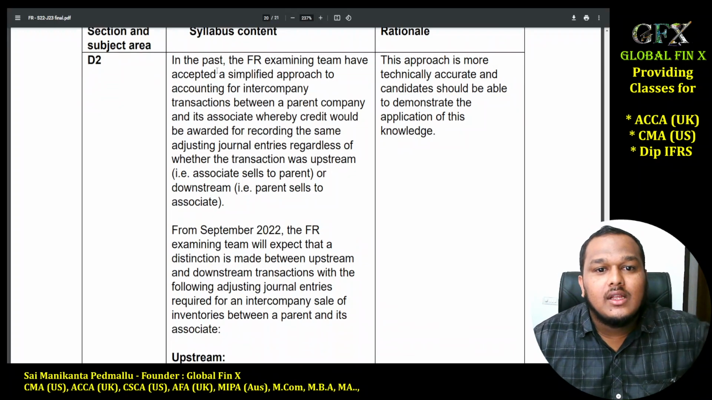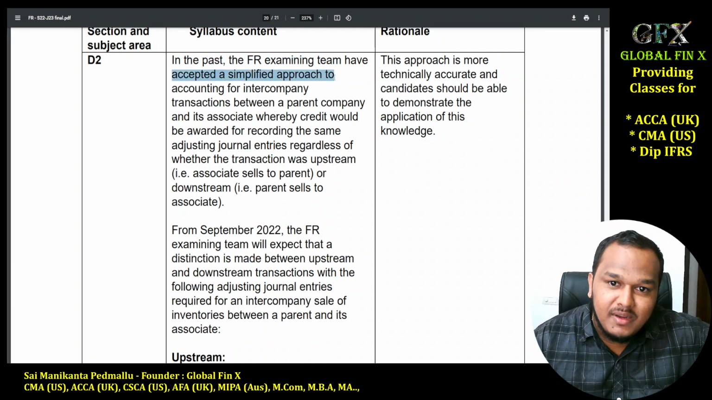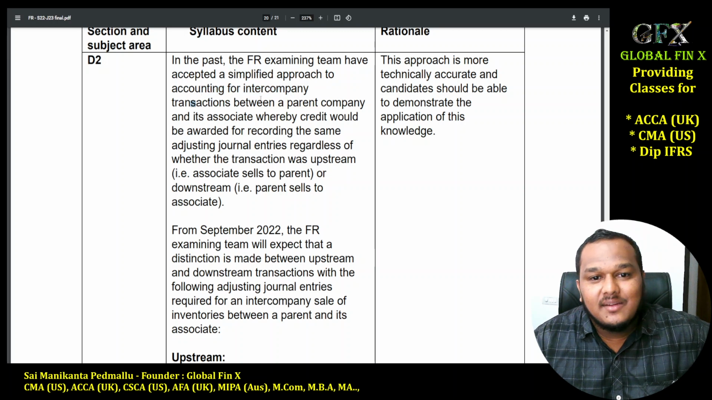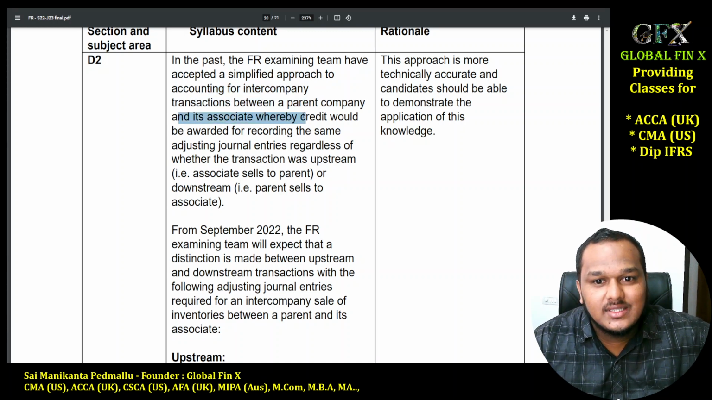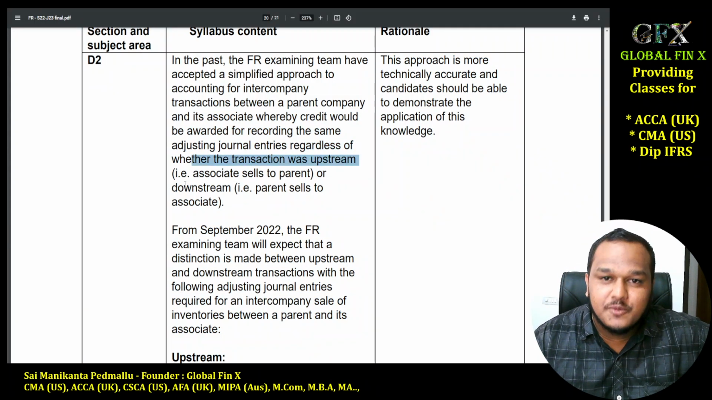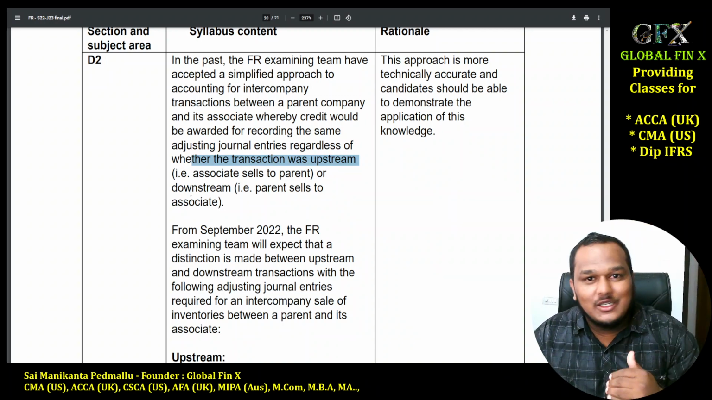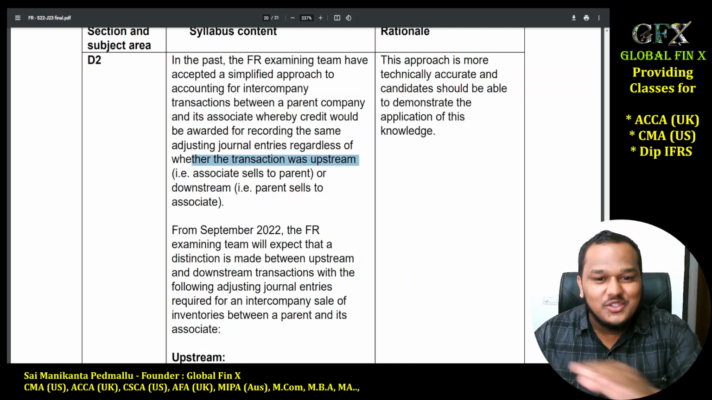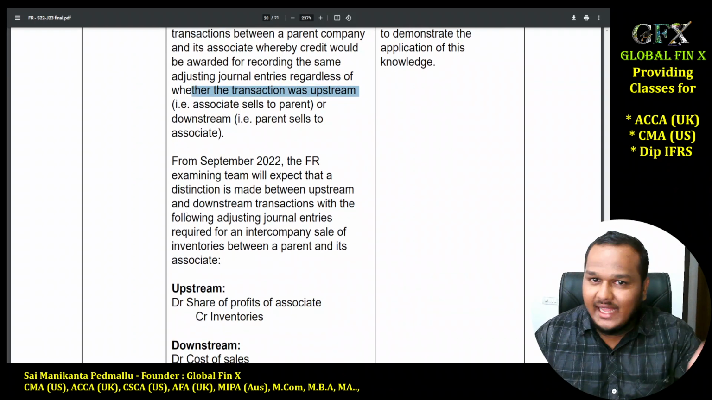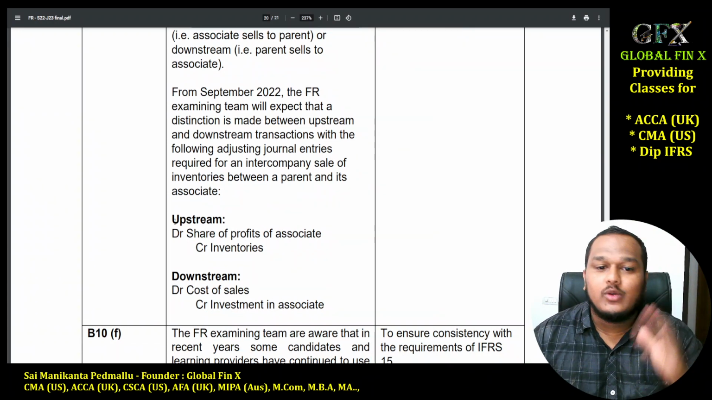So please look at this. Earlier, you can clearly see here, in the past, the FR examining team accepted a simplified approach to accounting for intercompany transactions between parent and its associate, where credit would be awarded for recording the same adjusting journal entry regardless of whether the transaction was upstream, meaning associate is selling to parent, or downstream, parent is selling to associate. In both cases we used to follow the same accounting treatment, but I never taught that. I clearly explained to my students there are 2 different adjustment entries.